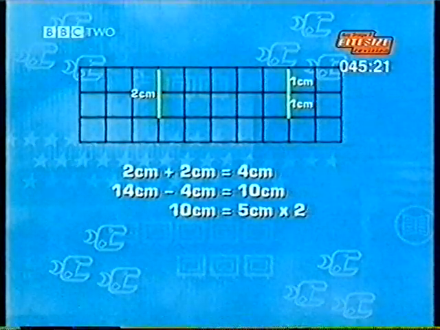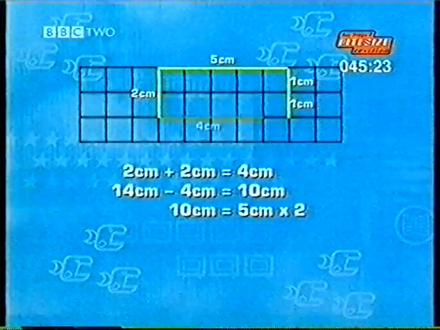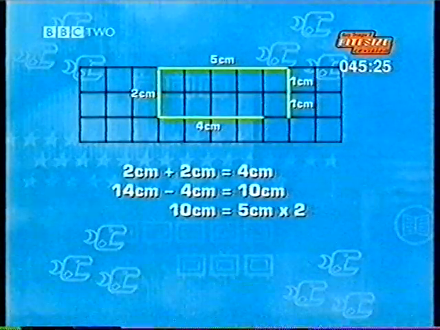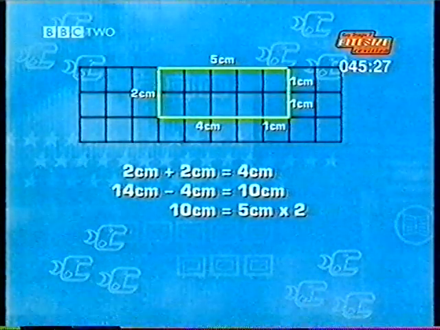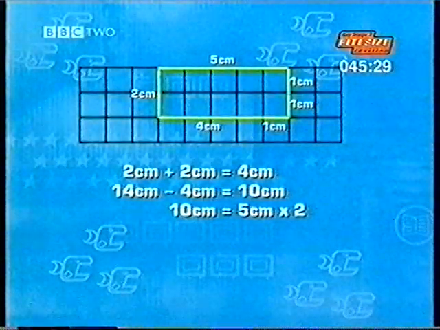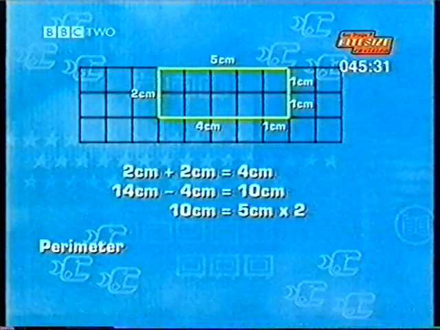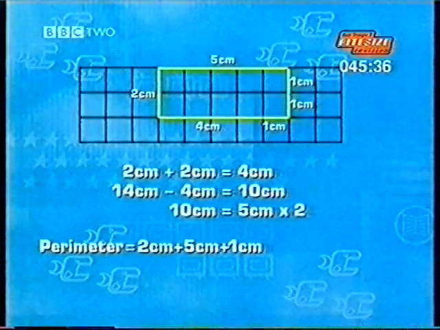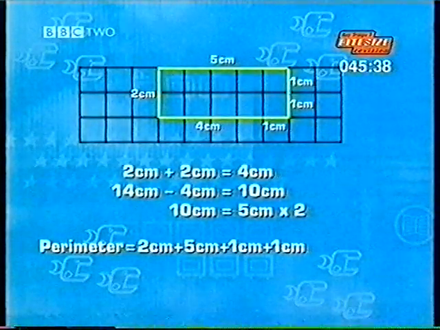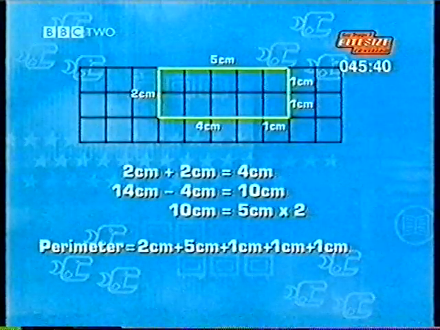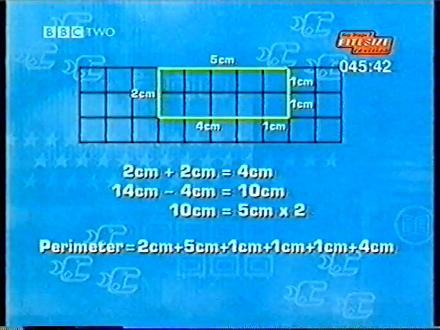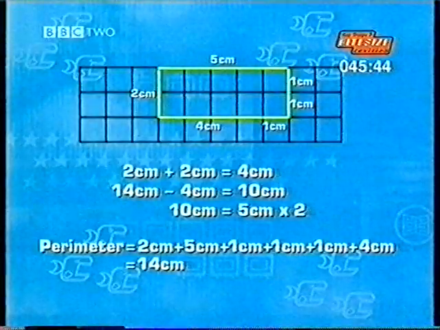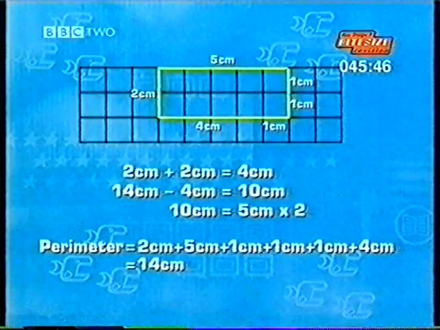So you could use the 5 centimetre length of string, the 4 centimetre length of string, and the last 1 centimetre length of string. Just to check, perimeter equals 2 centimetres plus 5 centimetres plus 1 centimetre plus 1 centimetre plus 1 centimetre plus 4 centimetres, and that comes to 14 centimetres in total. That's another solution.